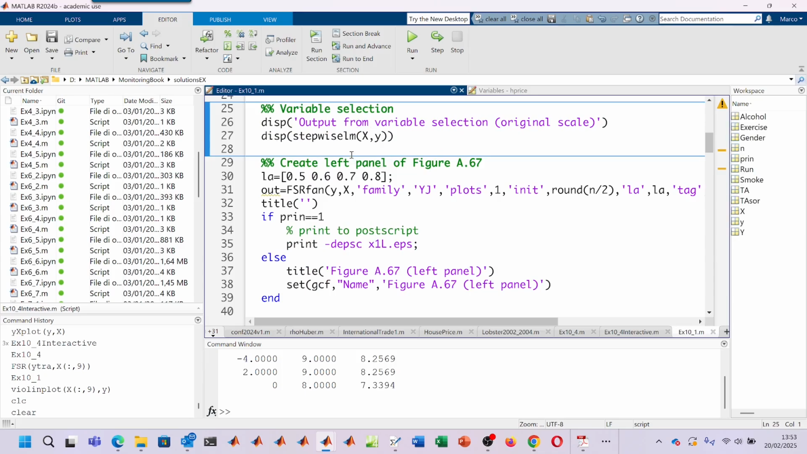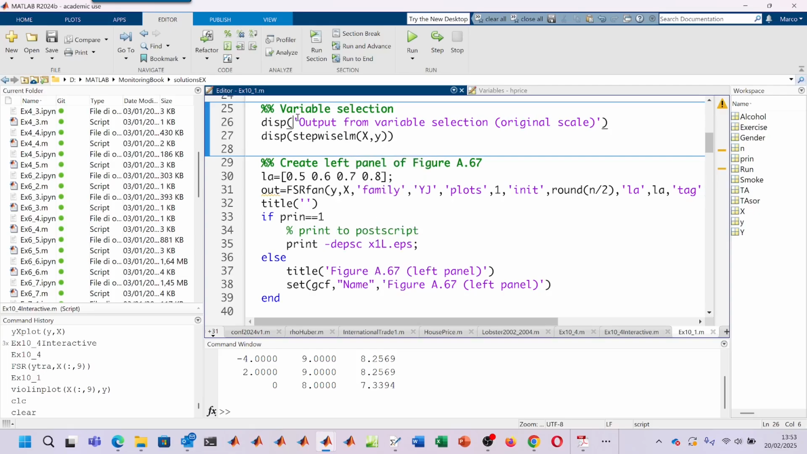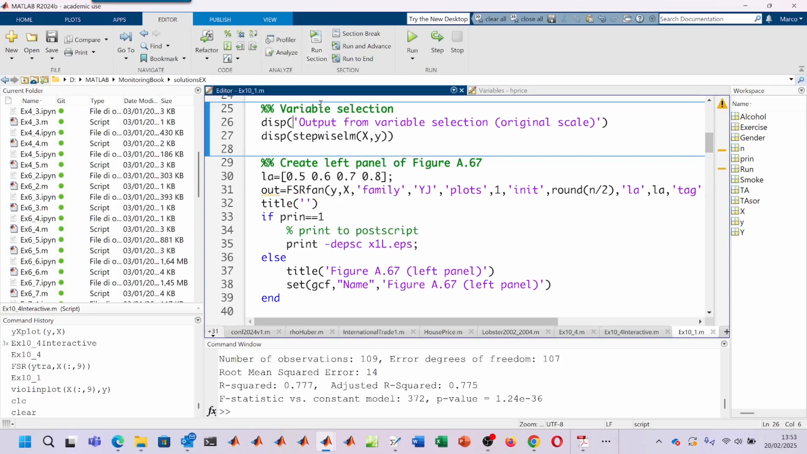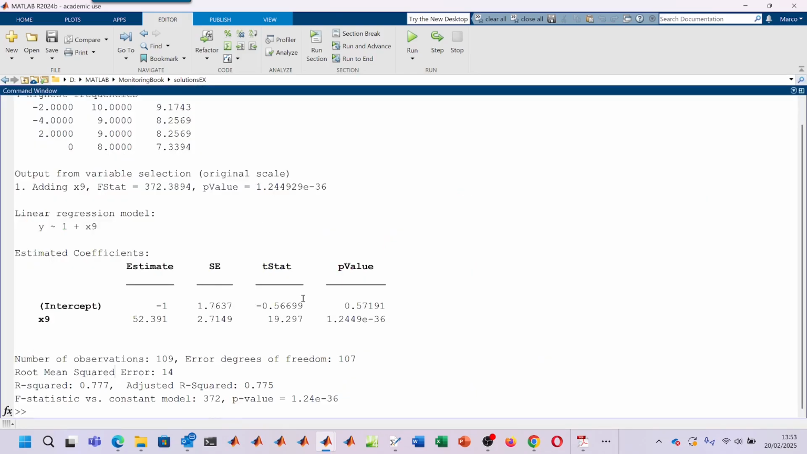We load the data and we prepare our Y and X matrices, and we start with an automatic variable selection procedure. The variable selection procedure suggests that just variable x9 is significant, and it has a very small p-value. The R square is a bit smaller than 0.8.